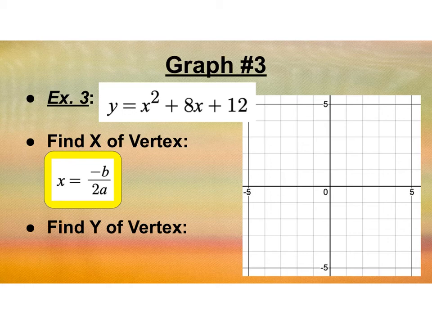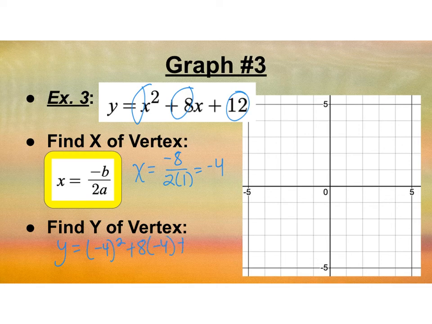Let's try this one. We can see now that a is positive, so this is going to open up. b and c. So x equals negative 8 over 2 times 1, which is negative 4. We're going to plug negative 4 in, so y equals negative 4 goes inside the parentheses squared, plus 8 times negative 4 plus 12. So y equals 16 minus 32 plus 12. 16 minus 32 is negative 16, plus 12 is negative 4. And we're looking at our vertex being (-4, -4). Good thing it opens up. It's going to stay on my graph.